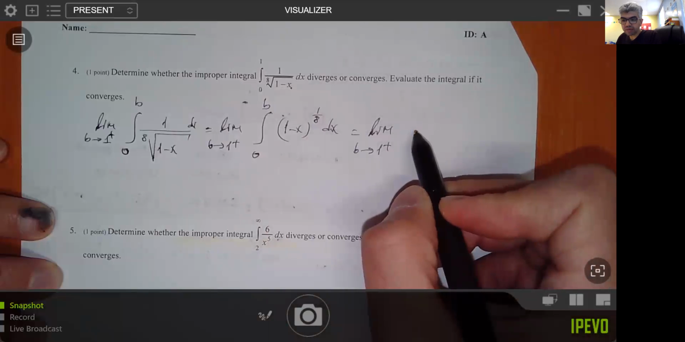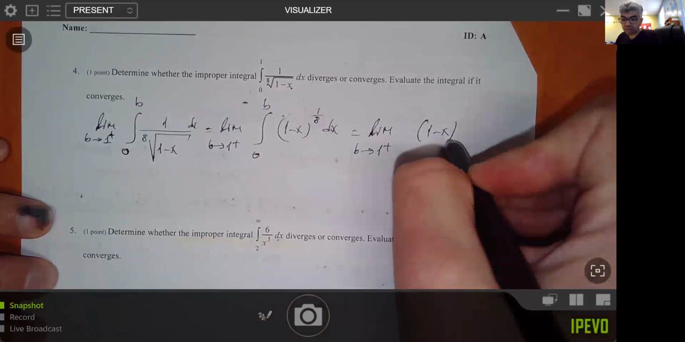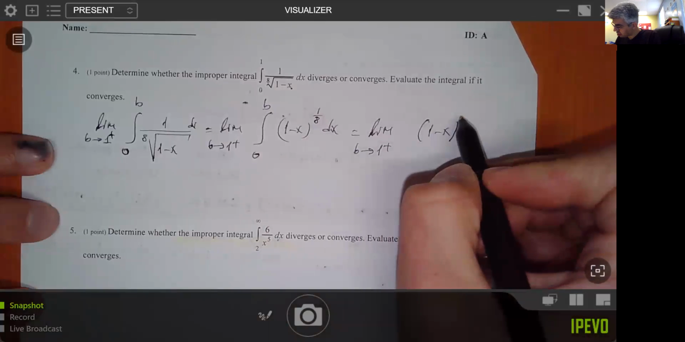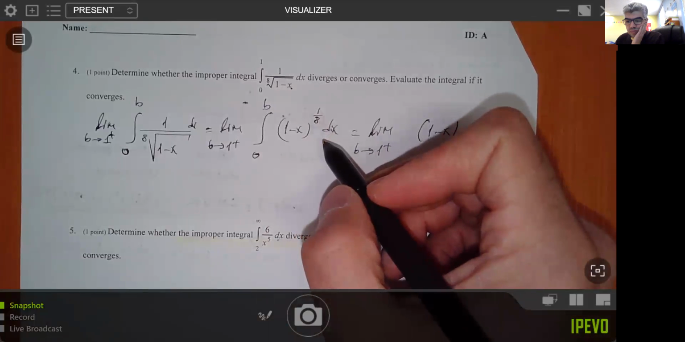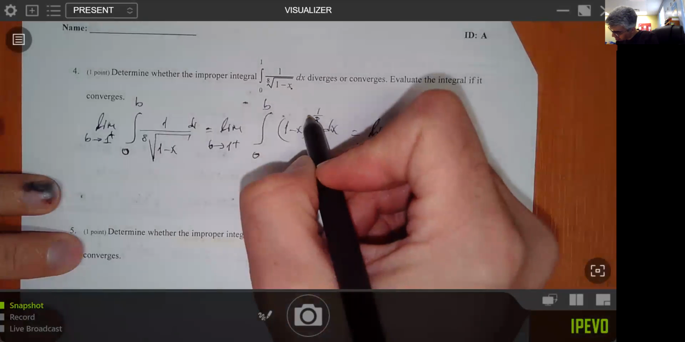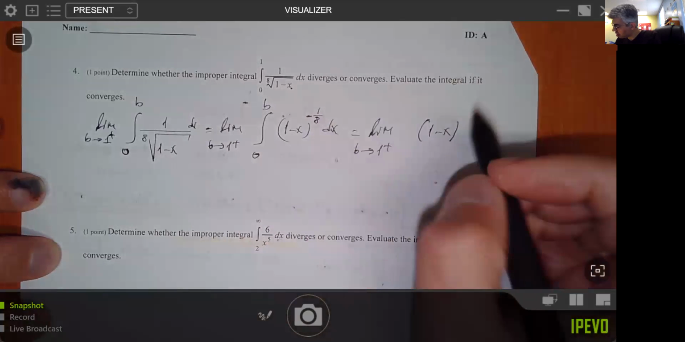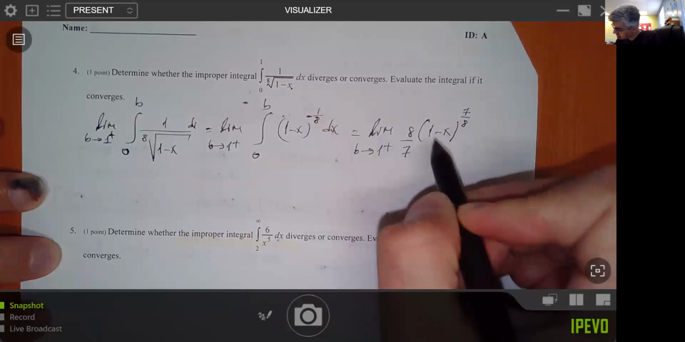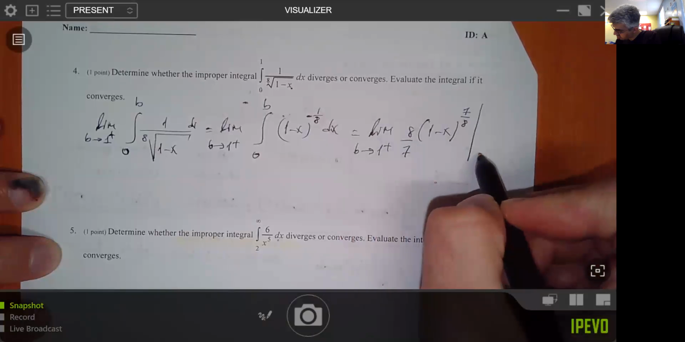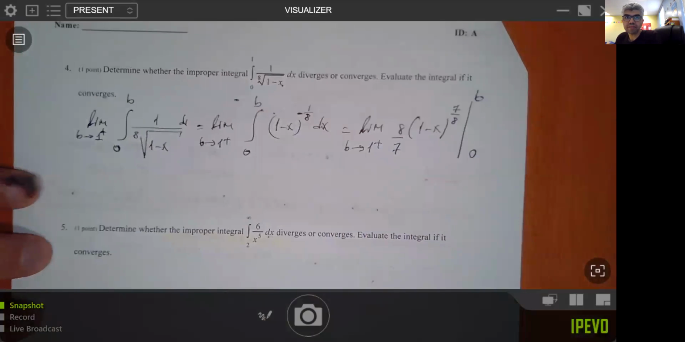So I will have 1 minus x to the power of, wait a minute, that is minus 1 over 8, sorry. Minus 1 over 8 plus 8 over 8, that is 7 over 8. And here I will have 8 over 7 from 0 to b. Any question here?